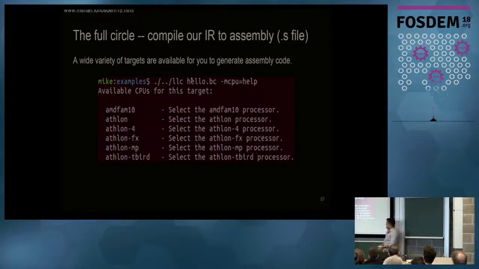Okay, so this is the full circle. LLVM, the project itself, a lot of people have worked hard on it to target many different machines. So you can actually pass this flag in for CPU and see all the different architectures that you can generate code for. This list goes on much, much deeper than what I've shown here.